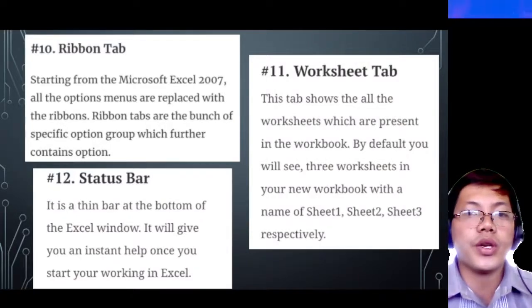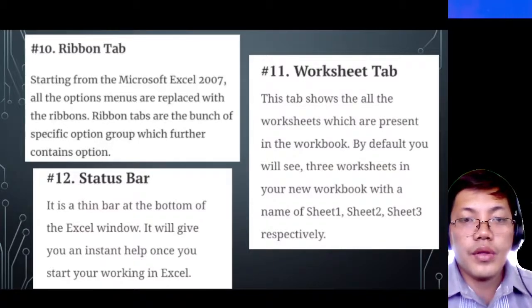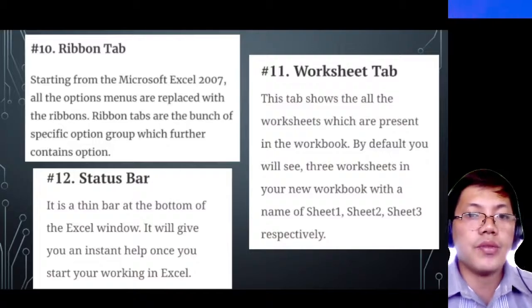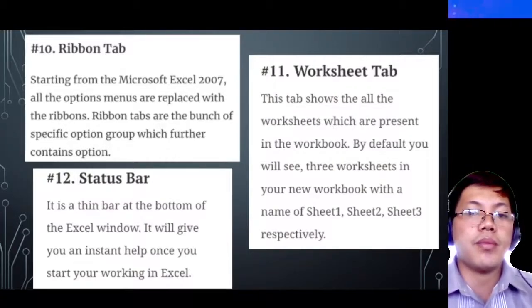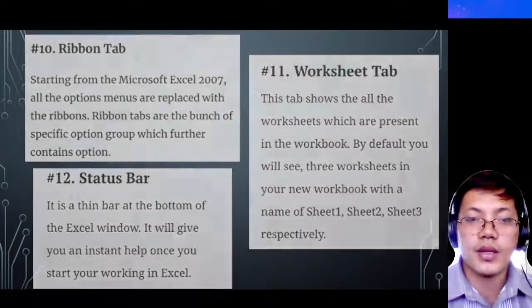And number 11 is the worksheet tab. The tab shows the worksheets that are present in the workbook. By default, you will see 3 worksheets in your new workbook, named Sheet1, without a space, of course, Sheet2 and Sheet3 respectively.